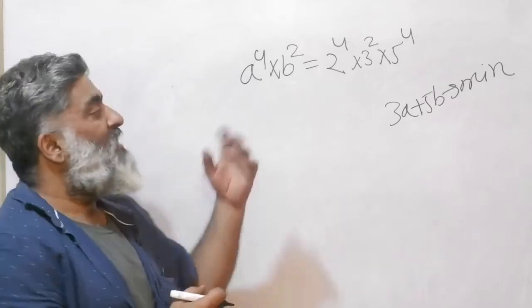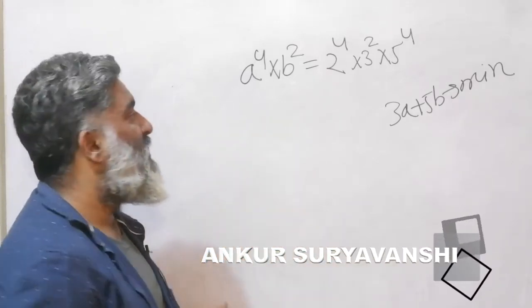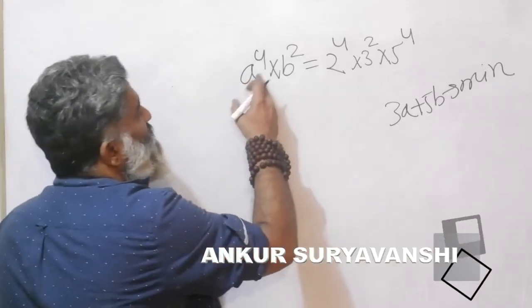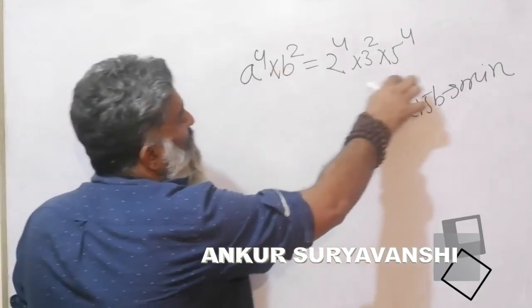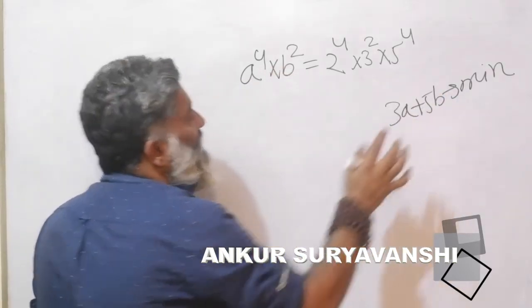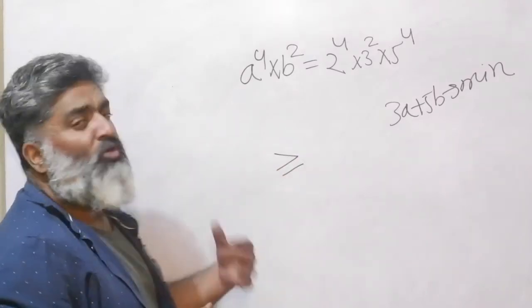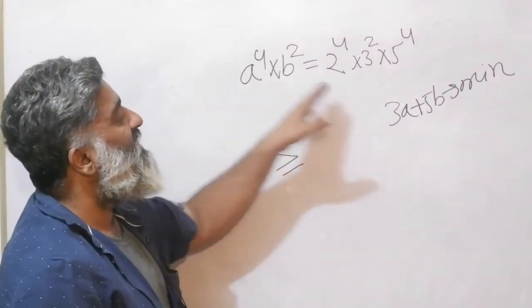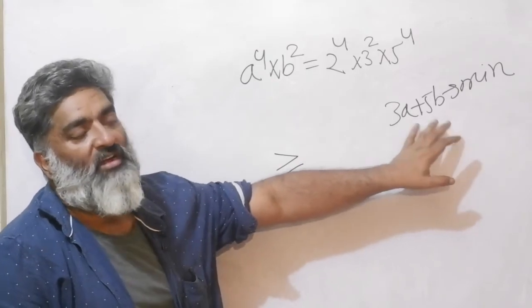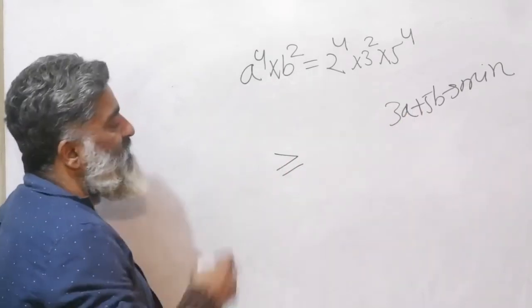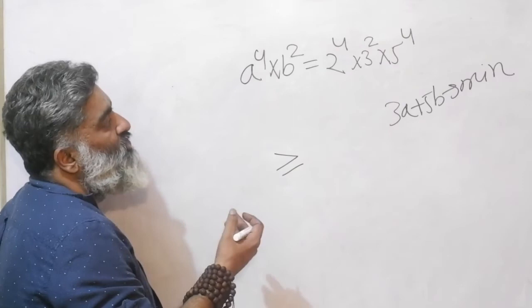So maybe the last iteration in the symbolic manipulation: a raised to 4 into b square is equal to this, and you have to find out 3a plus 5b. I know my game is going to revolve around this. What is the clue to this? There is a product given and a sum is being inquired about. So I know AMGM is the game that I'm going to use.